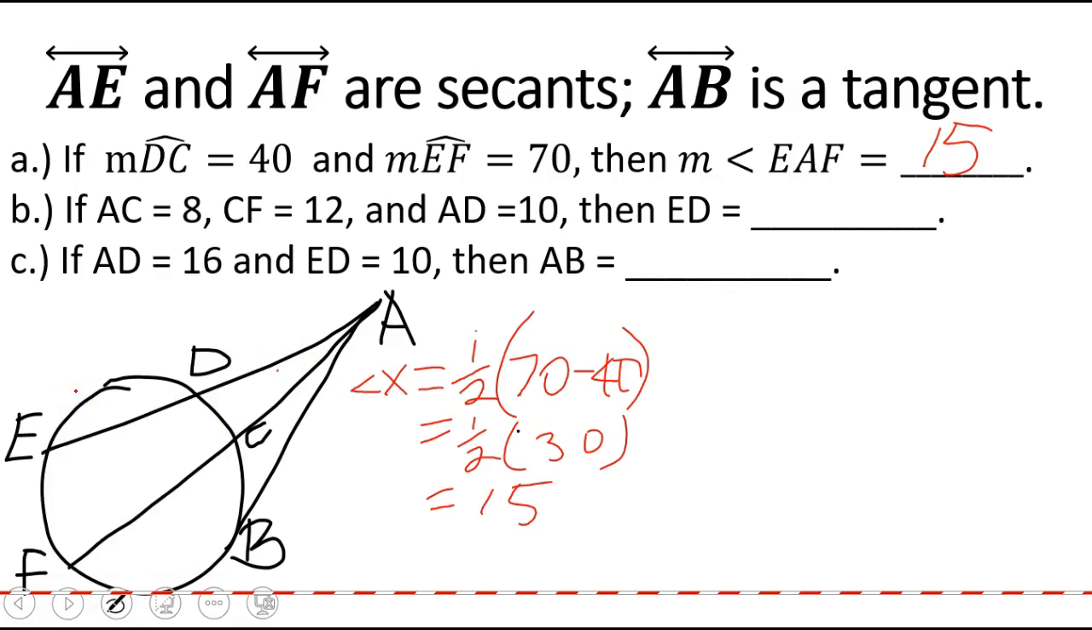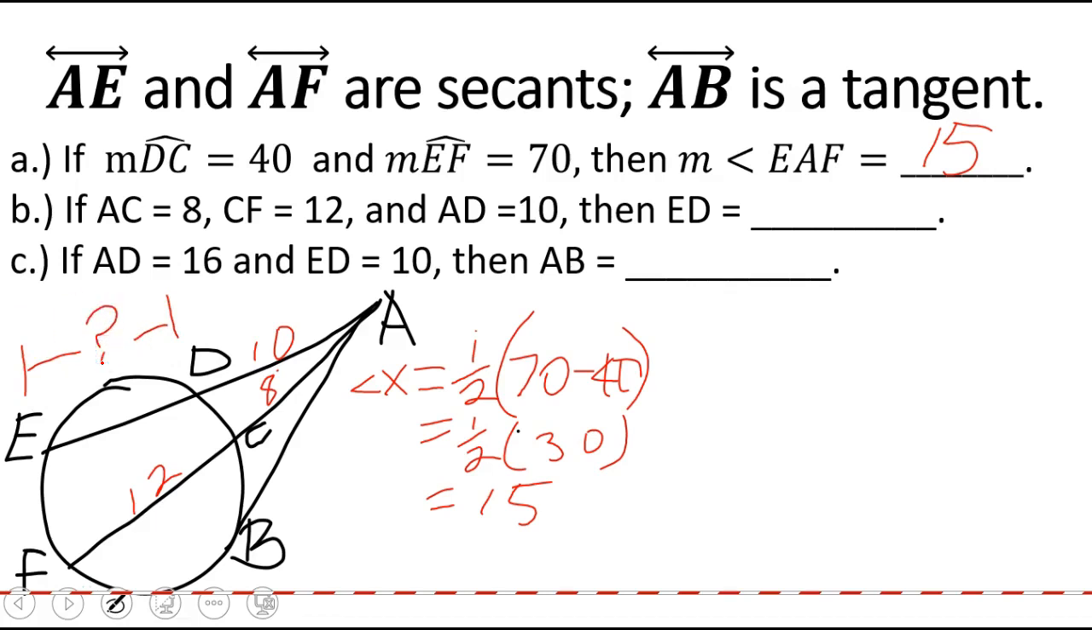So the next: AC, from here to here, is 8, and then CF from there to there is 12. AD is 10. Then ED, we're asked to find ED from here to here. That's what we are looking for.